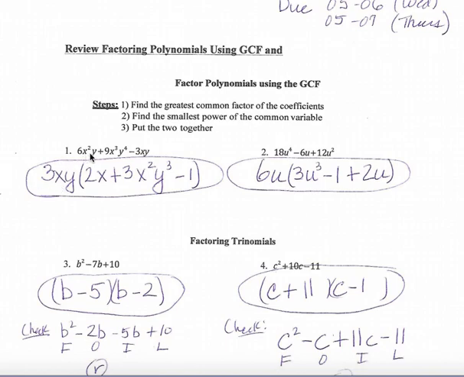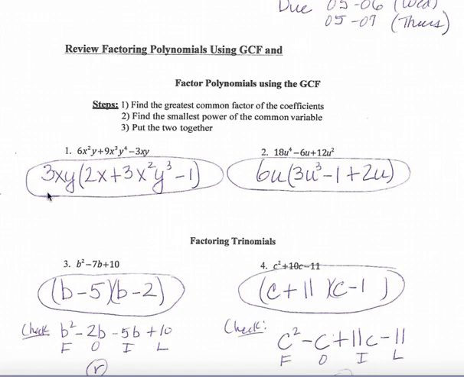And for all the y variables, the exponents are 1, 4, and 1. The lowest exponent is 1. So I just pull out y to the 1, or just y. I don't have to write y to the 1. So I put my greatest common factor in front of a set of parentheses to show that I'm going to multiply that by 3 terms to get these 3 terms.